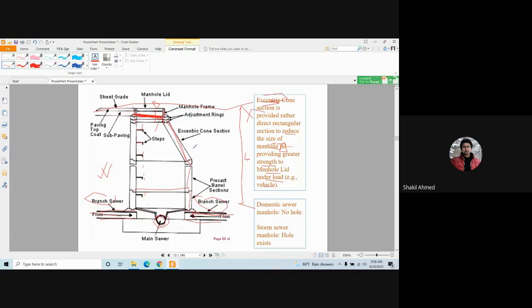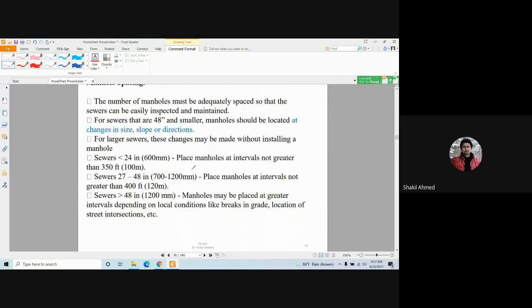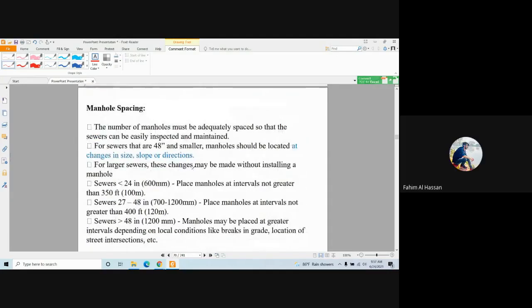Now, if it's a domestic sewer, only a domestic or sanitary sewer, then you may not have any hole here for the rainwater to pass through. But if this is a storm sewer or a combined sewer, then you have to provide holes to make provision for the storm water to enter. Right? Clear? Yes, sir.